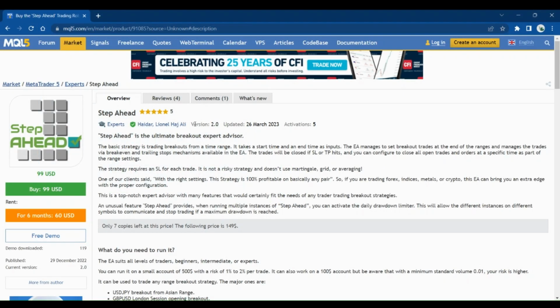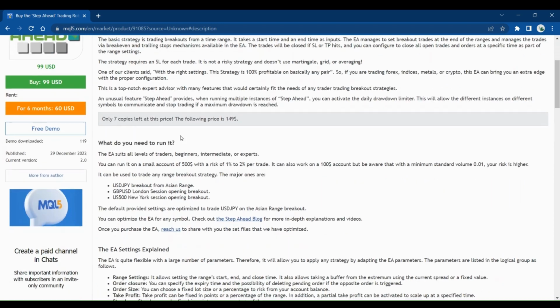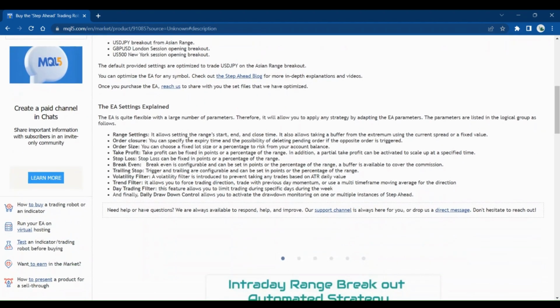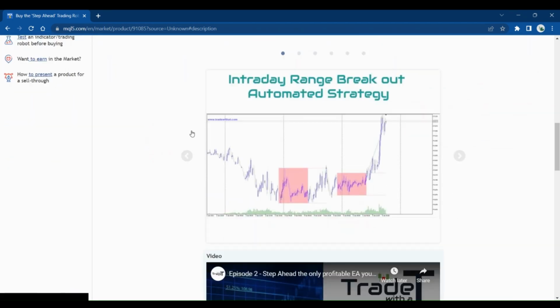In conclusion, Step Ahead is the market's ultimate in-range and range breakout expert advisor. It is very customizable and contains many features that will allow you to automate your strategy.